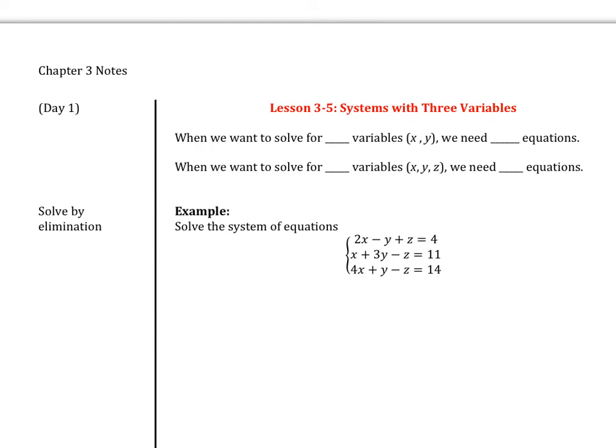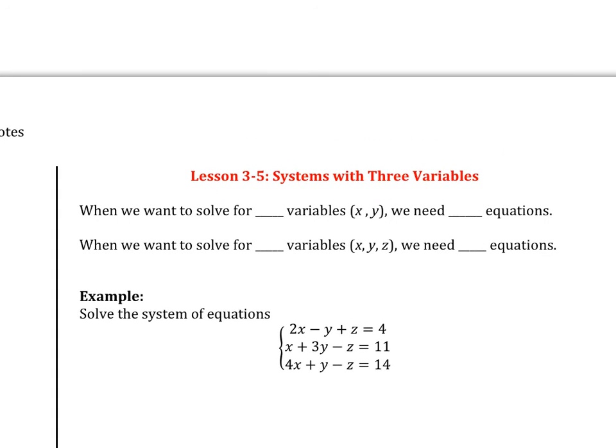So now that we know how to solve systems of equations and also systems of inequalities, we are going to look at systems of equations, but this time with 3 variables. So let's review a little bit. If we want to solve for 2 variables, say x and y, then we need 2 independent equations. So we need 2 equations that represent different things so that we can solve for the 2 variables.